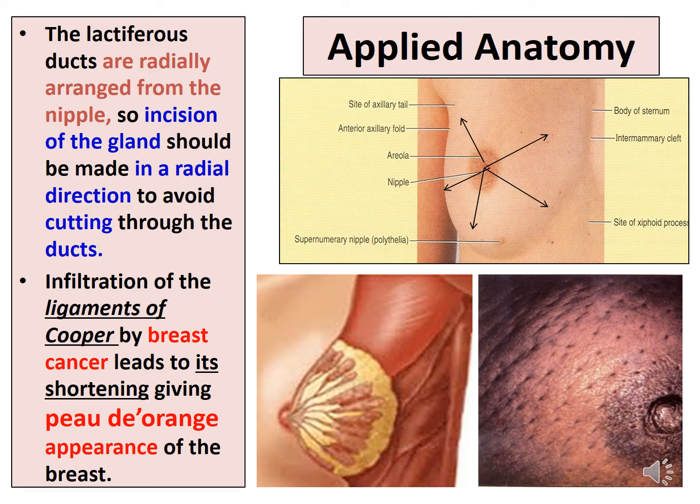The lactiferous ducts are radially arranged from the nipple, so the incision of the gland should be made in a radial direction to avoid cutting through the ducts. The infiltration of the ligaments of Cooper by breast cancer leads to its shortening, giving a peau d'orange appearance of the breast.